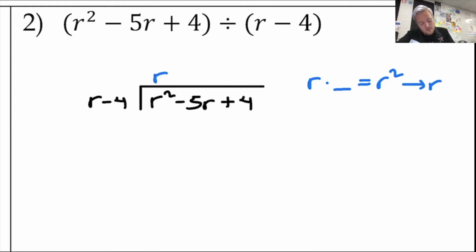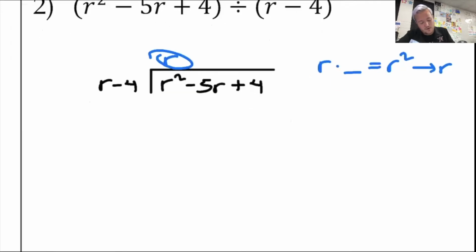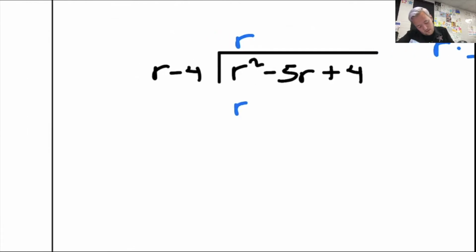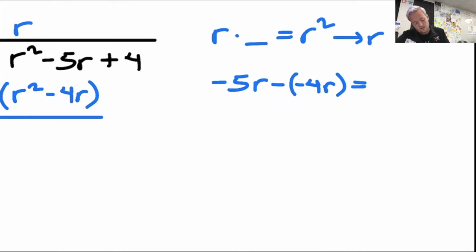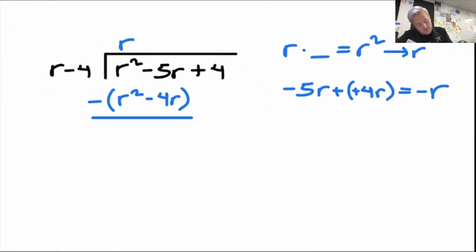So I'm going to write the r on the top. And now I want to do r times r minus 4. So we're going to have r squared minus 4r. All right, so underneath here, we're going to have negative 5r minus negative 4r. All right, so this is going to be negative 5 plus 4, which is just negative 1r. So I'm going to have negative r. Then I'm going to bring down this 4.